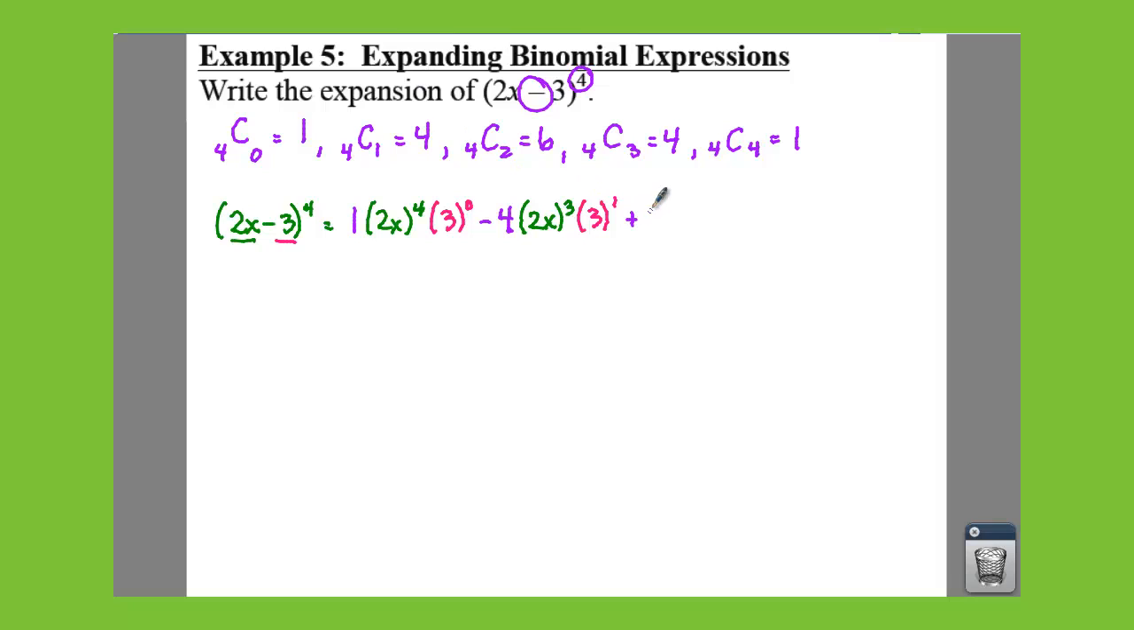Then our third term is a positive 6. We're going to have a 2x to the 2nd, and then we're going to have 3 to the 2nd. Minus 4, because we're alternating our signs. Then we have 2x to the 1st, which is just going to be a 2x, and a 3 to the 3rd.